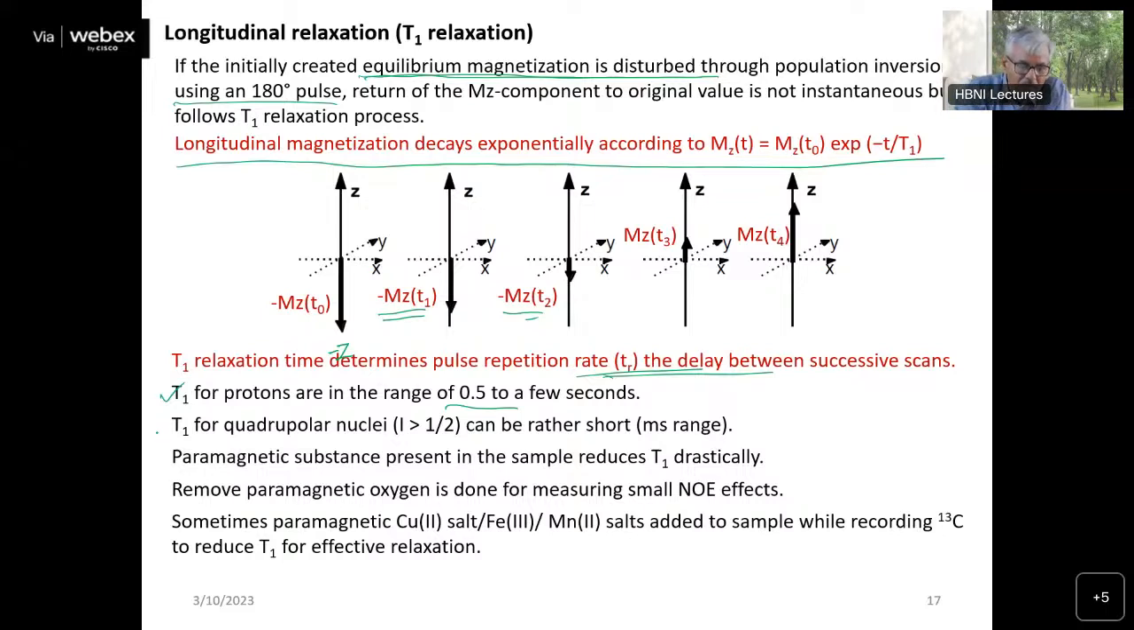But T1 for quadrupolar nuclei will be very short, because quadrupolar nuclei have an electric quadrupole moment, and they relax very quickly.